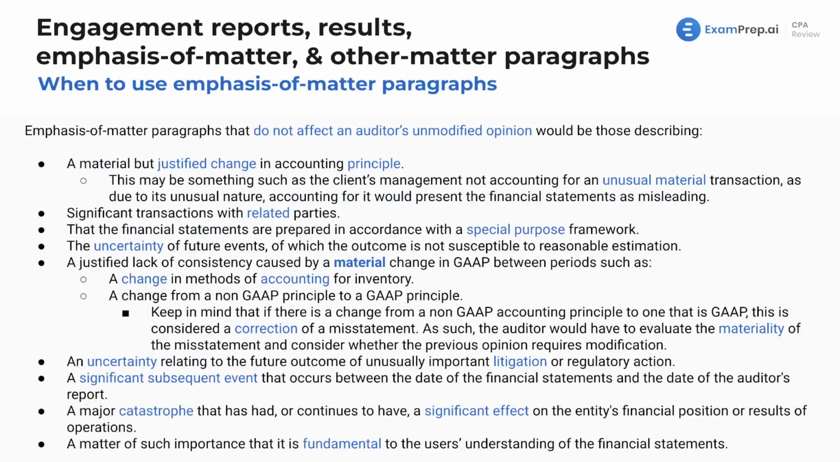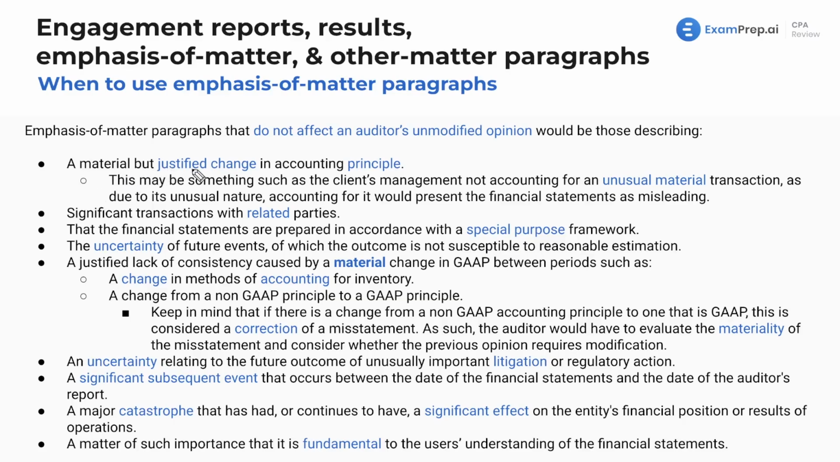Now, when are we going to use an emphasis of matter paragraph? This is an extensive list. However, it's not all-inclusive. There can be other items, and you may not see all these items on the exam, but it's a good reference. These are much more of the common ones you would see. So when would you see an emphasis of matter paragraph that does not affect an auditor's unmodified opinion? Again, these are going to be items that are okay. They're okay that they're in the financial statements or that they occurred. You just want to emphasize them.